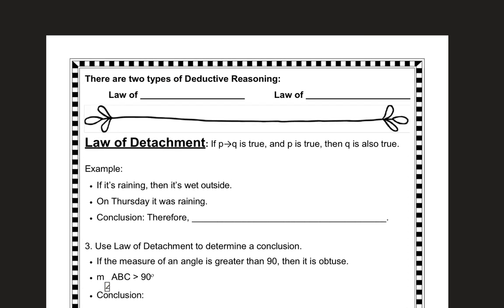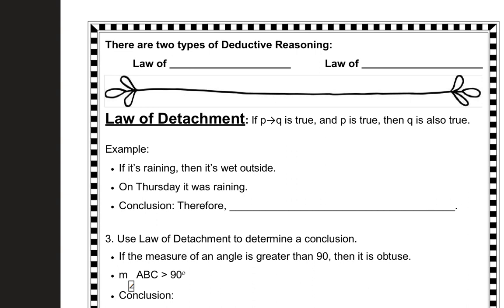Okay, there's two types. The first type that we're going to talk about is called the law of detachment. Then we're going to talk about the law of syllogism. I know these are new words, but we can do this. All right, law of detachment. The first one, law of detachment.